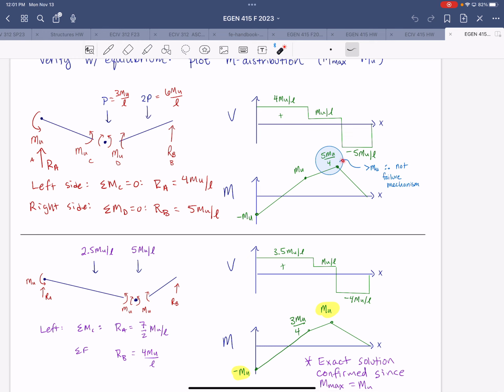Since this moment diagram has a value that exceeds MU, that says this is not the correct mechanism.